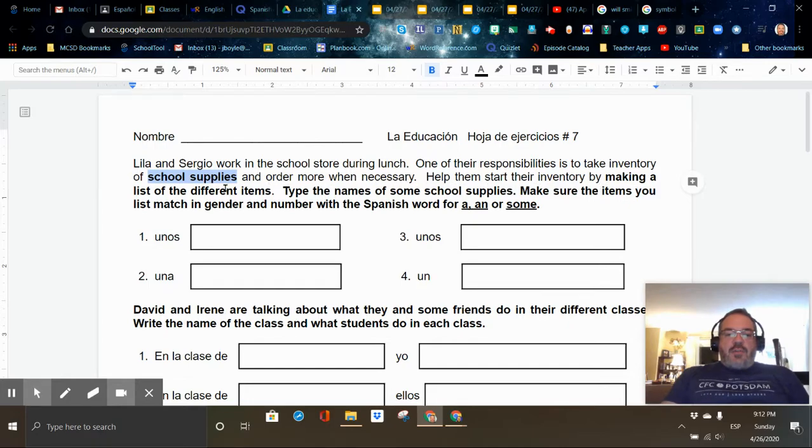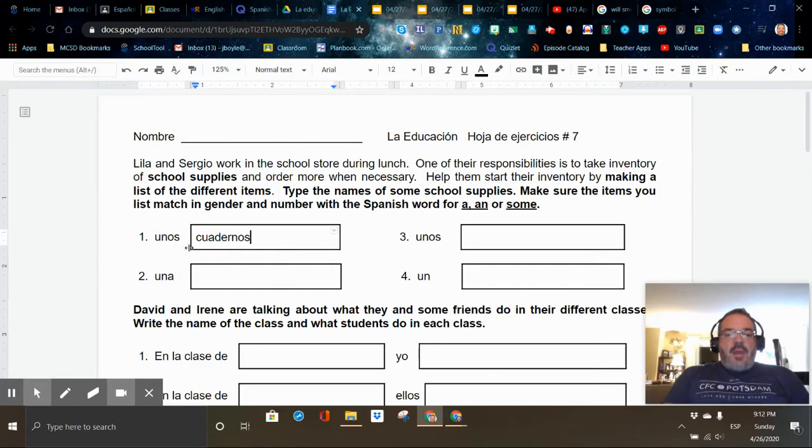So, what you have to do is make a list of different items. There are 4 items, and type the names of these items in Spanish. But you have to find words that match the gender and number of this word: unos, una, unos, un. Okay? So please do not use this for your answer, but here is the word some. It's masculine plural.